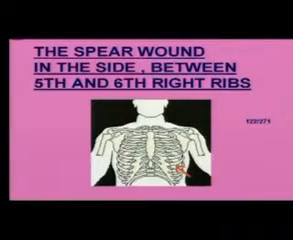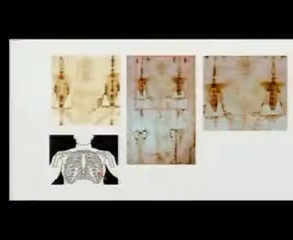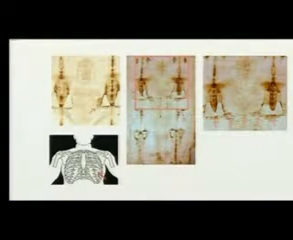There's a spear wound. Remember, Jesus was speared in his side. The spear actually went between his fifth and sixth right ribs. You can see that on the shroud. On the top left picture there, you can see some blood coming from the spear wound, and you can also make out that blood has puddled underneath Jesus' back as he was laid in the garden tomb.